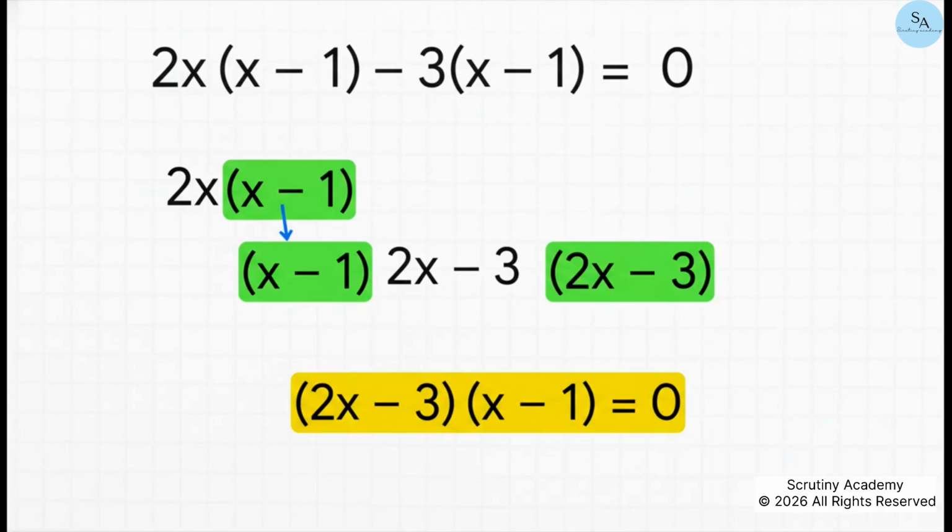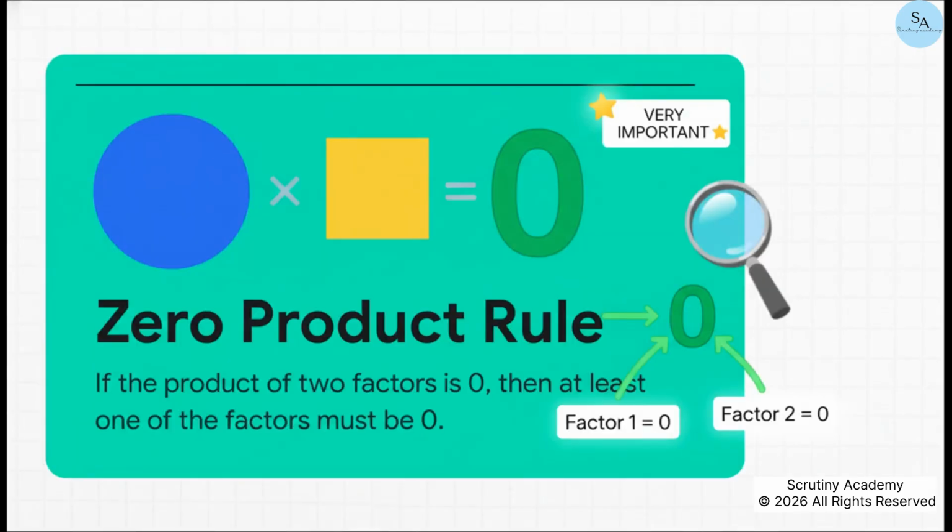Okay, so since that x minus 1 bracket is a common factor, we can just pull it out. And what's left behind? Well, we have the 2x from the first part and the minus 3 from the second part. And boom, there we have it, our 2 neat factors. 2x minus 3 times x minus 1 equals 0. This whole thing works because of a really powerful but super simple idea called the zero product rule.